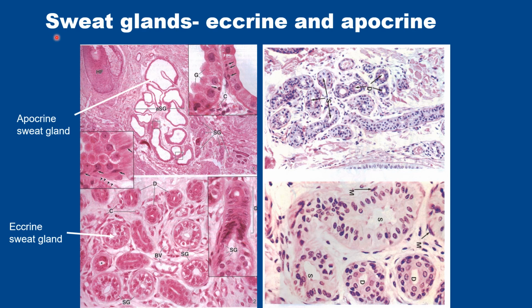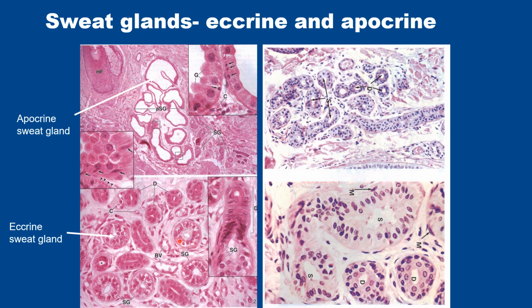Welcome back. I forgot to mention the difference between the eccrine and apocrine sweat gland. See, there are 4 slides here. The upper panel shows the apocrine sweat gland. The lumen of the apocrine sweat glands is larger than that of the eccrine sweat glands. Both the apocrine and eccrine sweat glands are lined by stratified cuboidal epithelium, but see the lumen. The lumen of the apocrine sweat glands is larger than the lumen of the eccrine sweat glands.